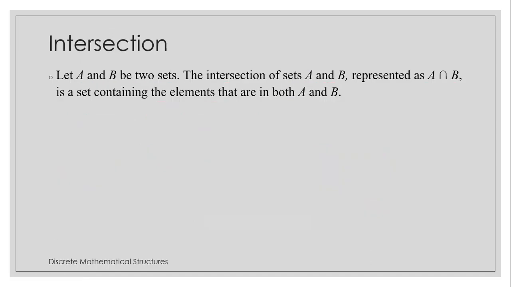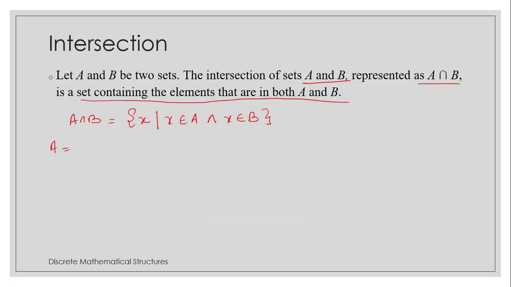Now the intersection of two sets A and B, represented as this, is a set containing elements that are in both A and B. That means A intersection B is equal to X such that X belongs to A and X belongs to B.